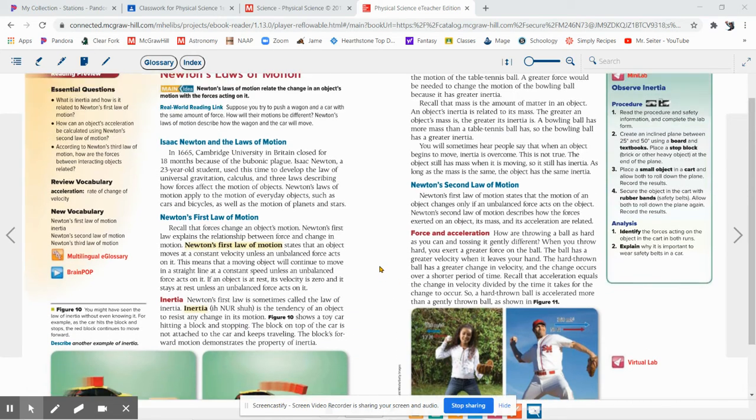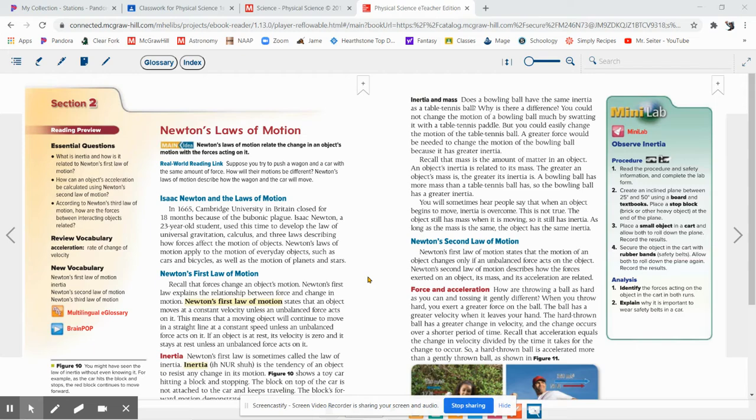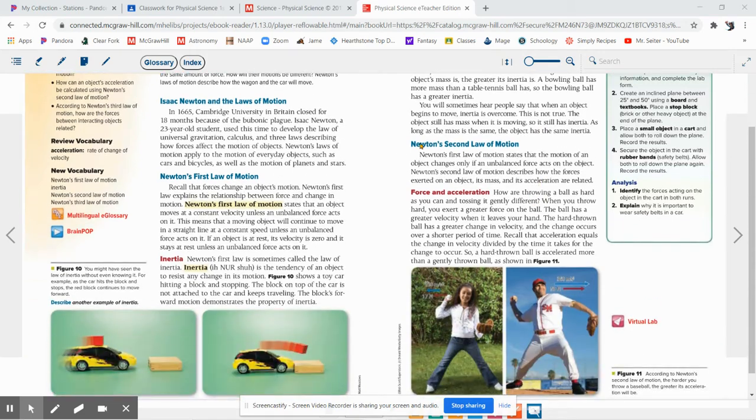Inertia and mass. The more mass an object has, the more inertia it has. So the larger the mass, the more inertia. The larger the mass, the more inertia. Newton's second law actually explains his first and his third law.